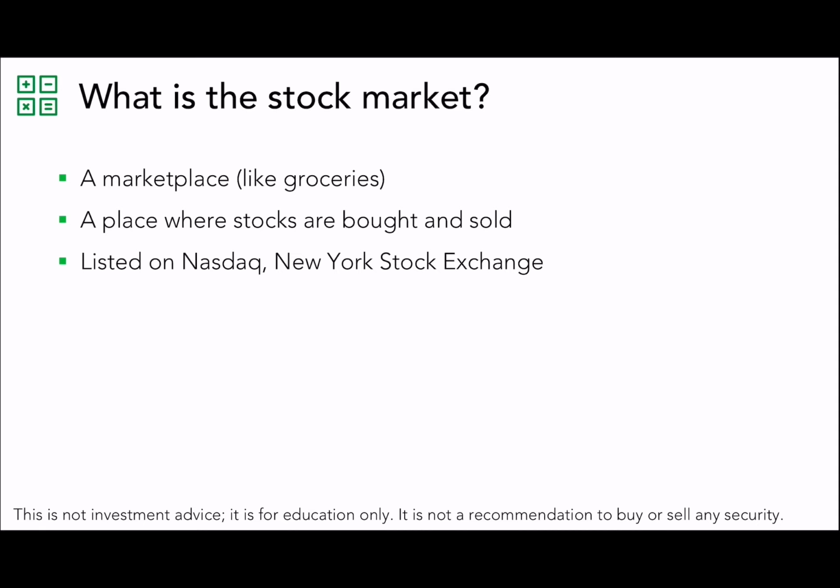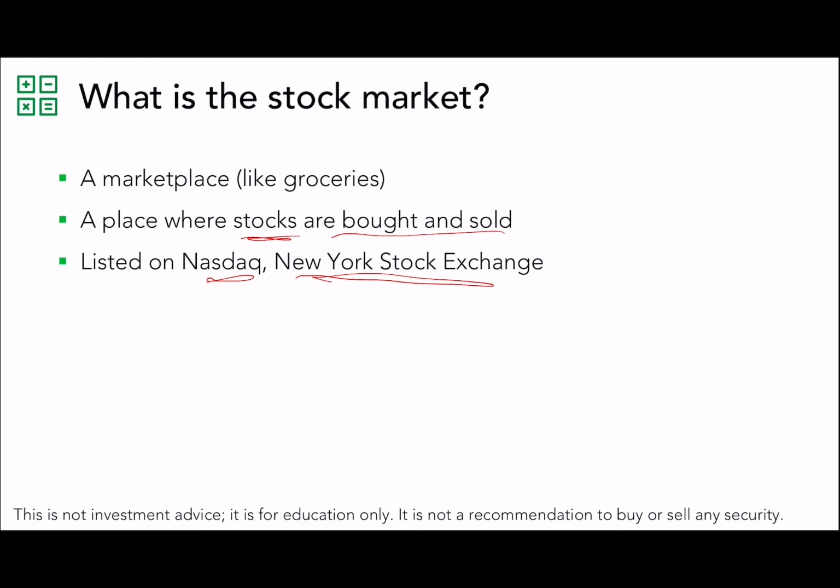So for example, you go out to buy groceries at the grocery store or farmer's market, something like that. A market is simply a place where buyers and sellers get together. So the stock market is simply a place where stocks are bought and sold. Two of the most common places are the NASDAQ exchange and the New York Stock Exchange.